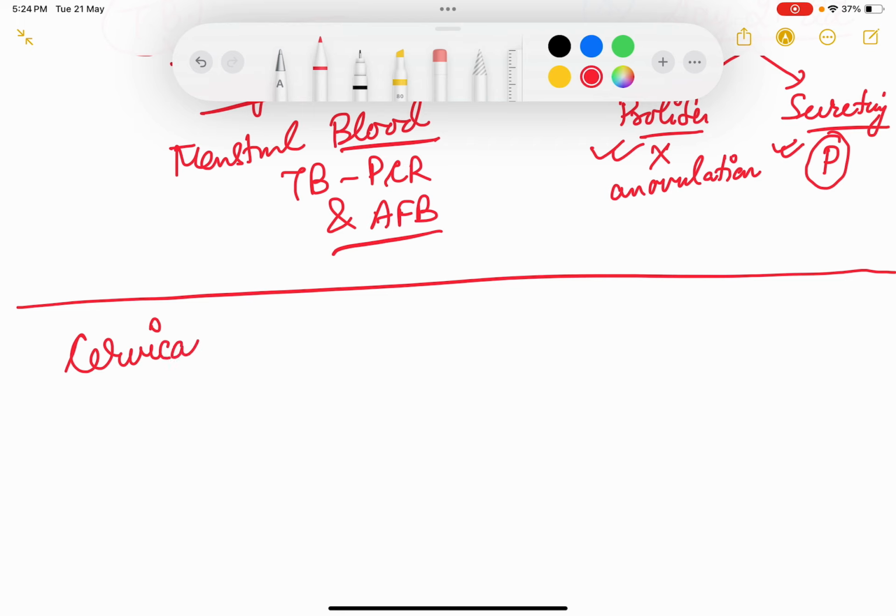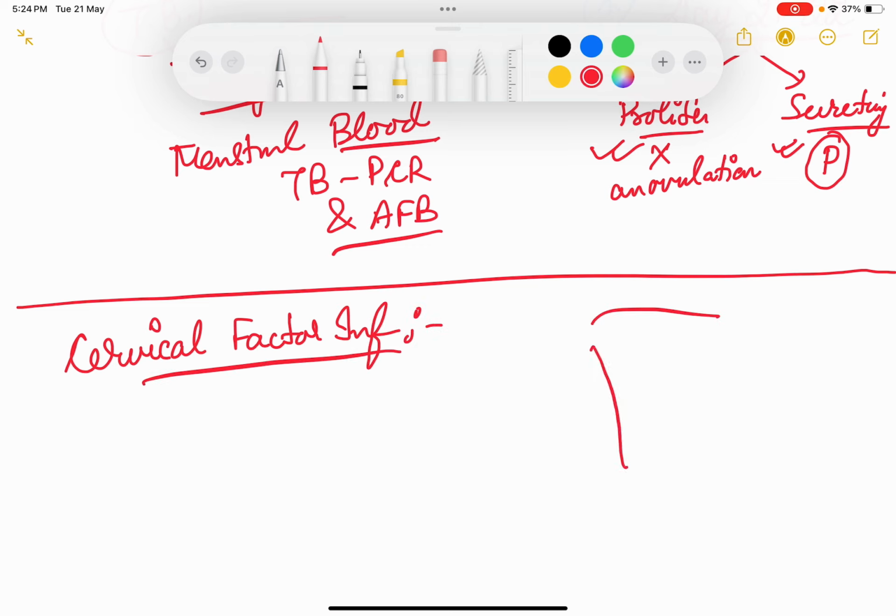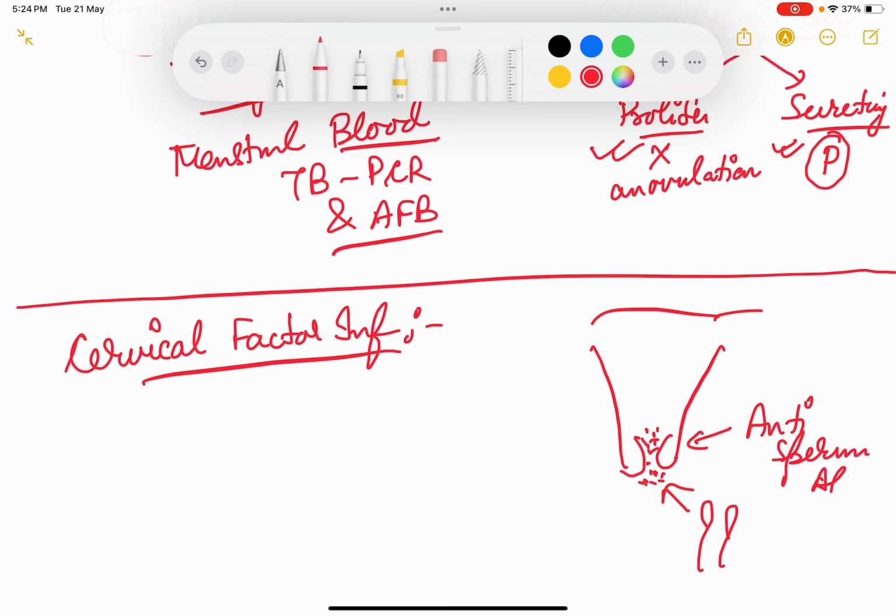So there can be cervical factor infertility. Now what actually happens is, in cervical factor infertility, if you consider this as the uterus, then some people have some hostile secretions from the endometrial glands which kill the sperms. So sperms are killed. So there is anti-sperm antibody which is present in their cervical mucus. So we have to detect that.